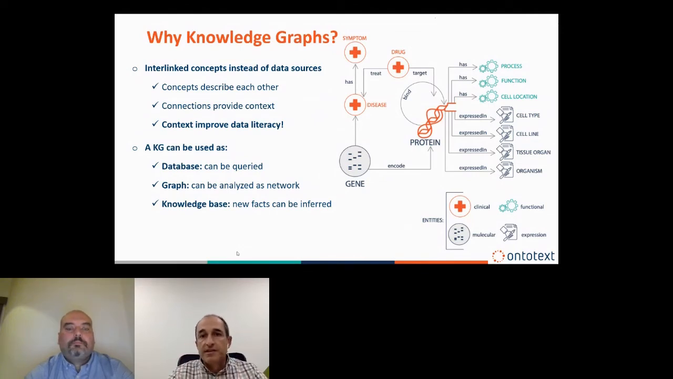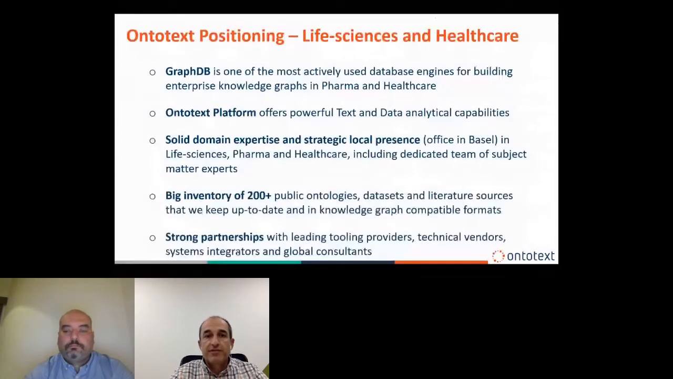Since life sciences and healthcare are quite central for Ontotext, we believe that thanks to these pillars, we have a really advantageous position on the market. Of course, starting with a very solid technical base, we have GraphDB as one of the most widely used semantic graph databases for building enterprise knowledge graphs in pharma and healthcare. We also have the Ontotext Platform, which offers flexible ways for you to enrich your knowledge graphs via text analytics and to consume data via different analytical applications.